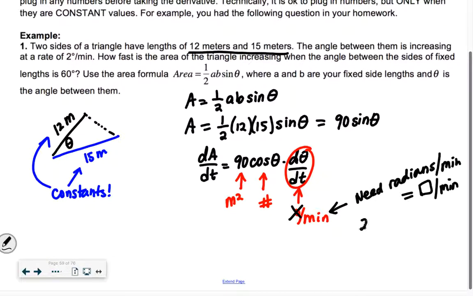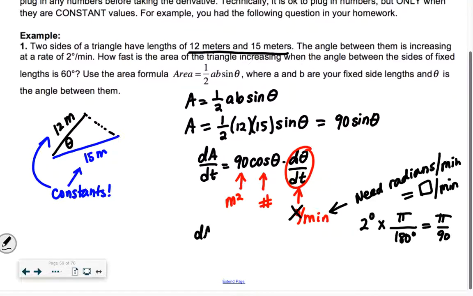So we do 2 degrees per minute. Well, 2 degrees per minute is the same as, how do I convert degrees and radians? Those of you that are helping pre-calc people right now, you might know. Yeah, it's pi over 180. So you get 2 over 180, which is pi over 90. That's going to be our radians per minute.